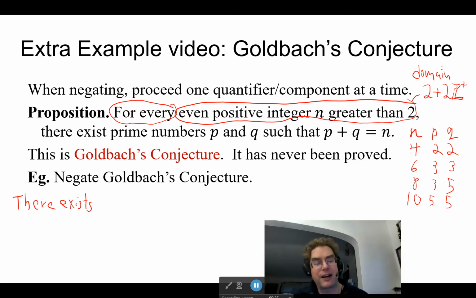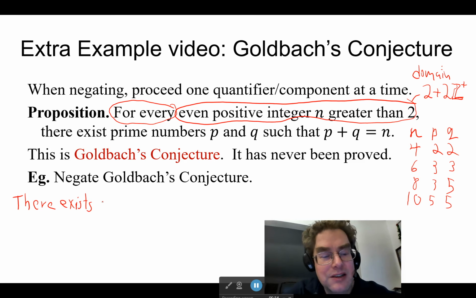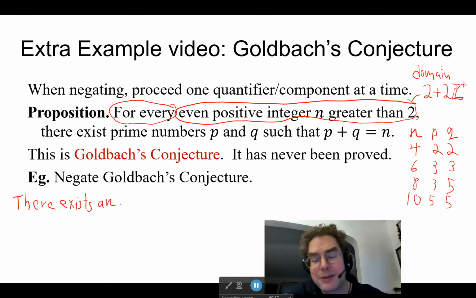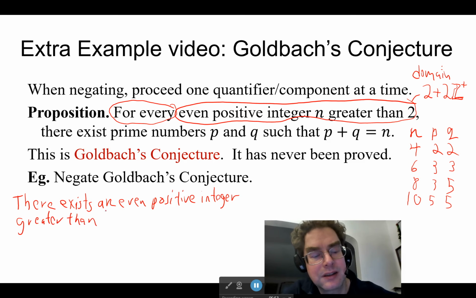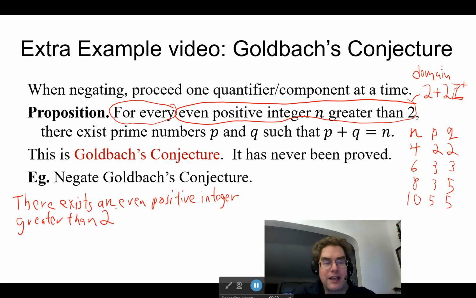We flip all the quantifiers, but the domains are still the same domains. We still want this statement, this negation, to concern the same domains as the original. So we could say there exists an, we better put an in there to be grammatically correct, even positive integer greater than 2. And it'll go down here. Okay, now there's our domain.